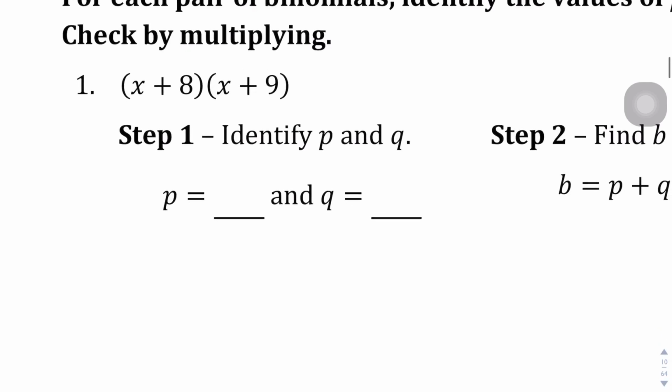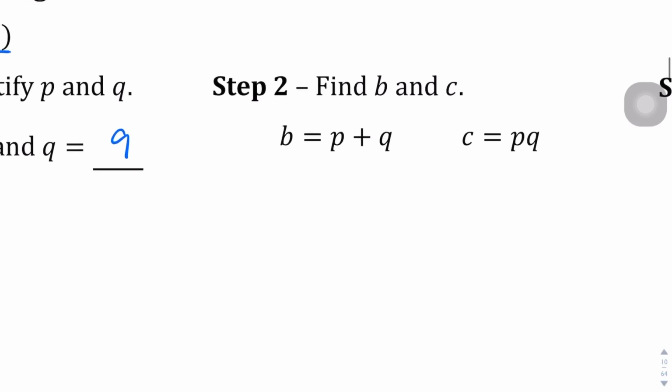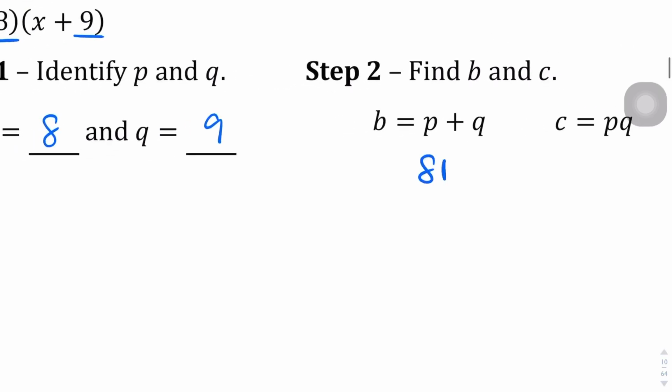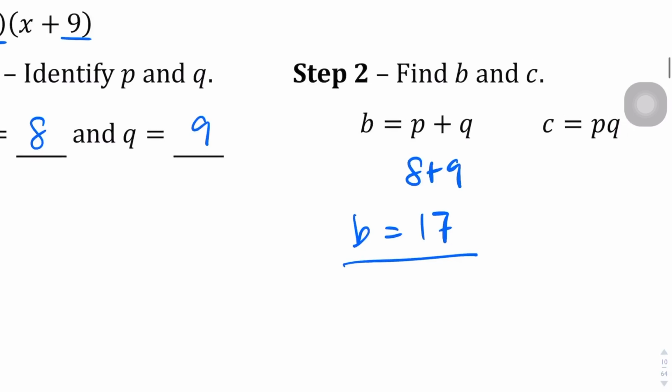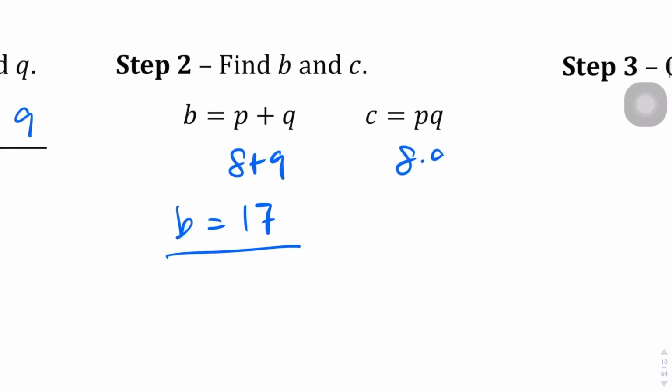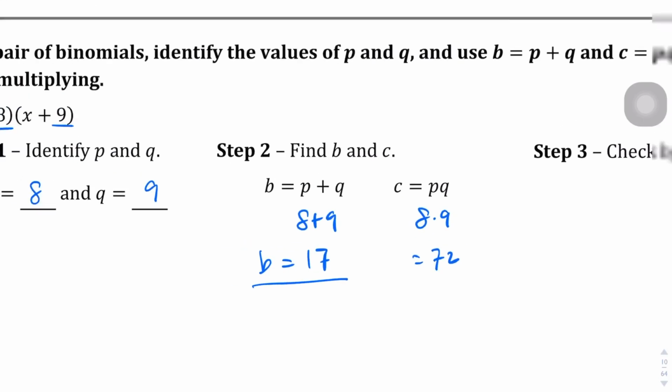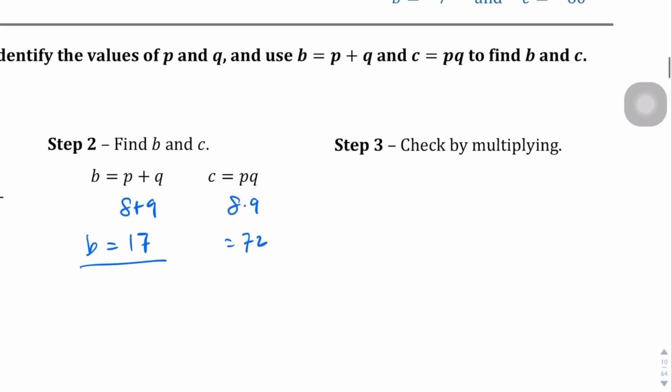They want you to identify P and Q. Here's P, the first one, 8. Q is the second one, 9. Okay, find B, which is P plus Q. So 8 plus 9 is going to be what? 17. So B equals 17. And then C is going to be P times Q. So 8 times 9 is going to give you what? 72. And then they want you to check by multiplying. So let's go ahead and check by multiplying.